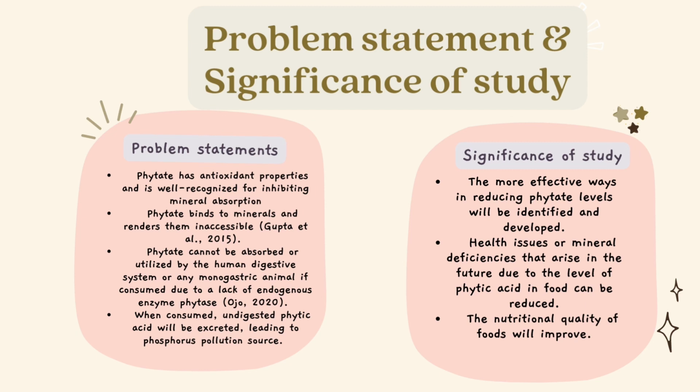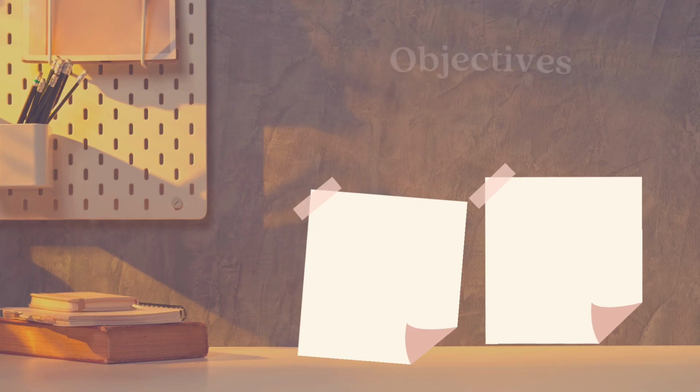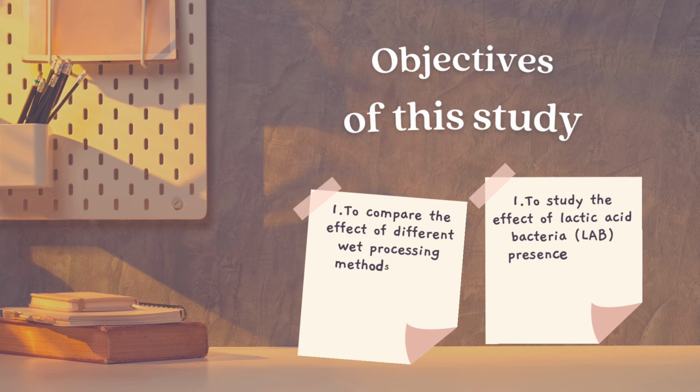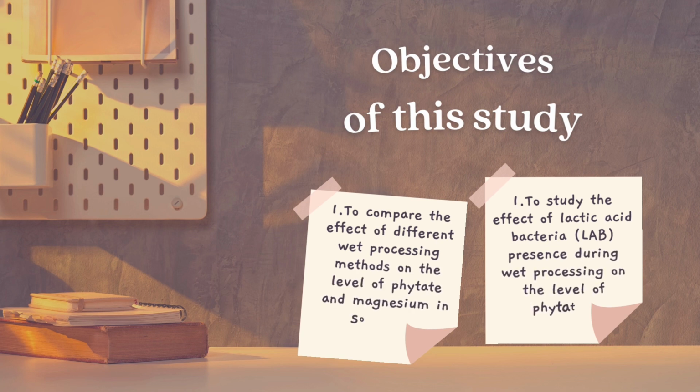Health issues or any mineral deficiencies that may arise in the future due to the level of phytate in the food can be reduced, and the nutritional quality of the food can be improved by degrading the phytate level in food. The primary objectives of this study are to compare the effect of different wet processing methods on the level of phytate and magnesium content in soybean, and to study the effect of lactic acid bacteria that was present during the wet processing method on the level of phytate.